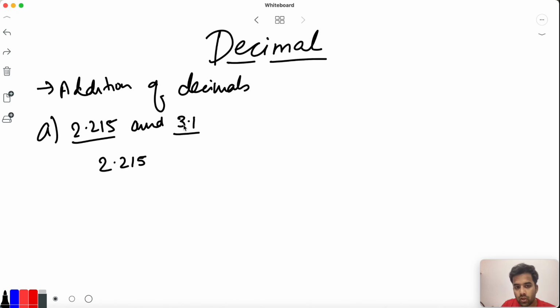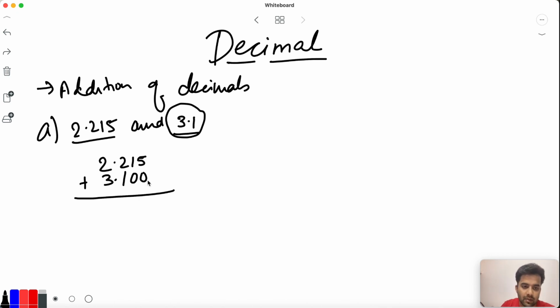So the first rule will be what? No need to put the number first. Just below the decimal you have to put the decimal. See, just below the decimal put the decimal. Now according to this number, before the decimal 3 is there, so keep 3 here. After the decimal 1 is there, so keep 1 here. In the first number 3 digits are there, and in the second number only 1 digit, so you can add 0 to make it filled up. Now put the addition symbol.